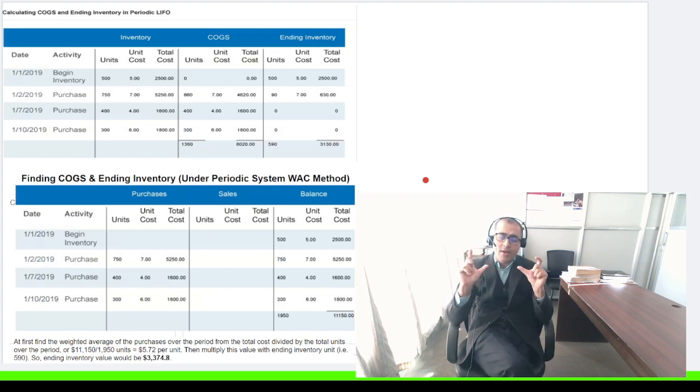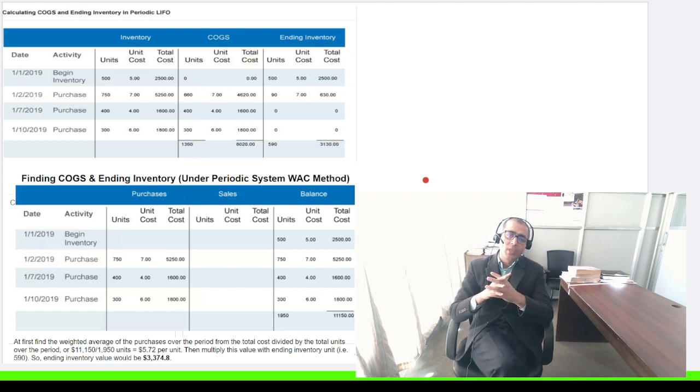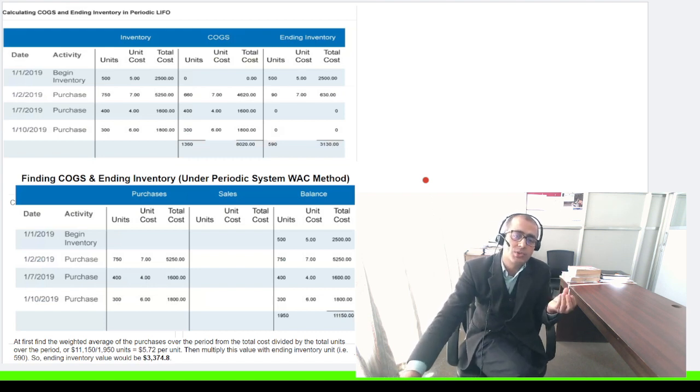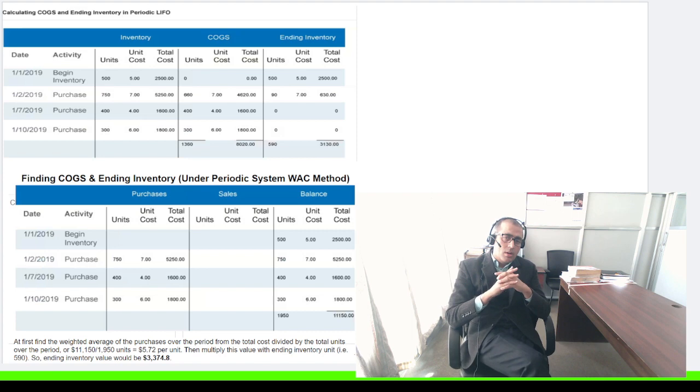Now what about the weighted average cost? Under weighted average cost, we first find the weighted average price, friends, that is your cost of goods available for sale divided by units available for sale. Your total cost of goods available for sale is 11,150 and total units available is 1950. So you will have a rate of $5.72. Now if you multiply this value with your ending stock, that is 590, then that will provide you the ending inventory value, friends.